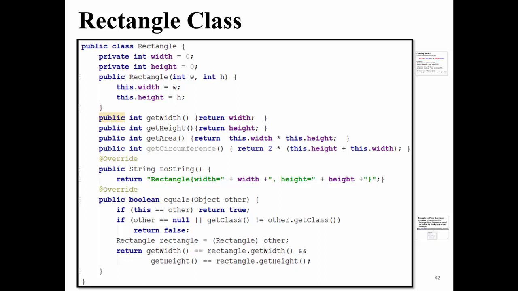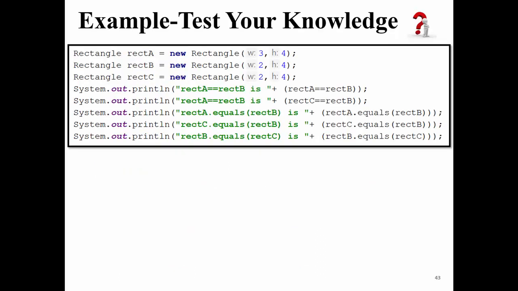So two rectangles are equal not because they have the same area. They are equal because they have the same width and the same height. Any questions about rectangle? This is our own class. It's not created by somebody else. We create the class and provide our own implementation for equals, so we can compare two rectangle objects together.